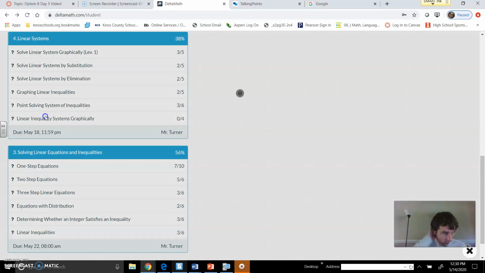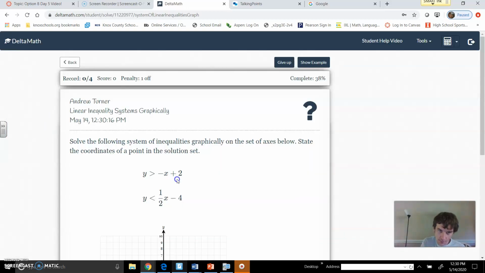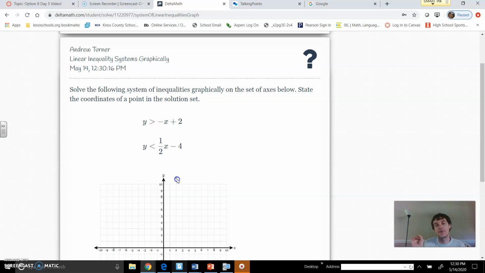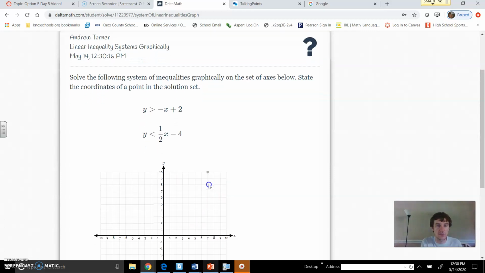Let's look at one more where you're doing systems linearly. So it's the same idea. You're graphing more than one line and you're looking to shade above or below each line. You're also looking to see if it's dashed or solid. So let's see what this first one's got.